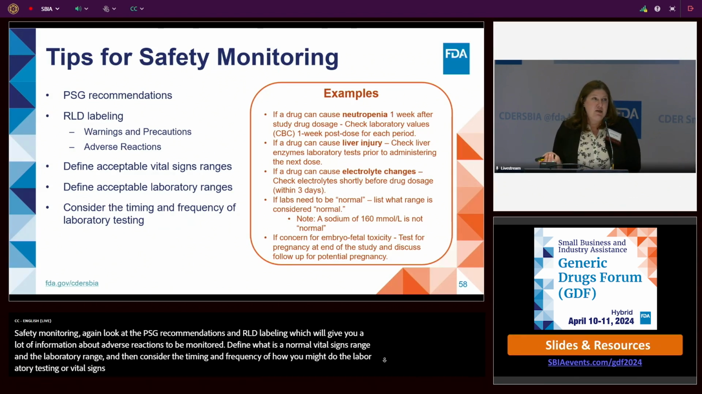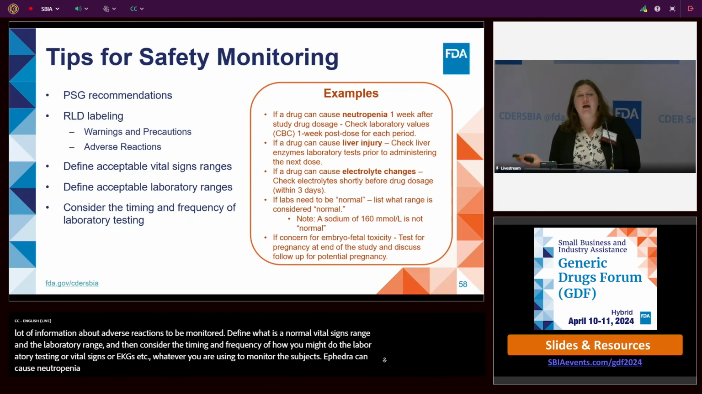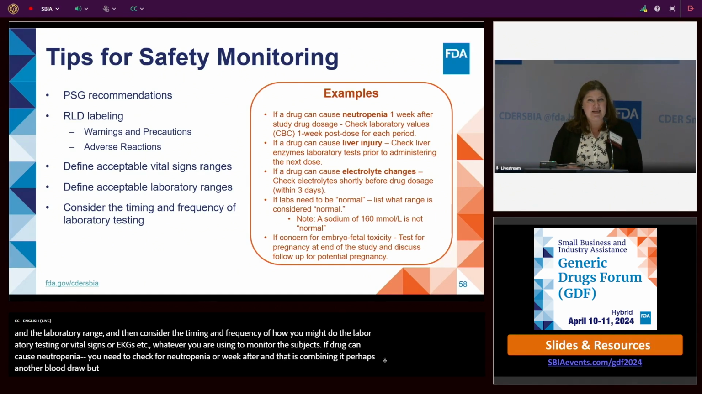So if a drug can cause neutropenia about a week after giving it, checking the white blood cell count the next day isn't going to detect that adverse event. That's not going to help protect the subject's safety. You need to check for the neutropenia a week after, and whether that's having them come back for another study visit or combining it with another blood draw, the timing of it needs to make sense in the context of the adverse reaction that you're looking for.